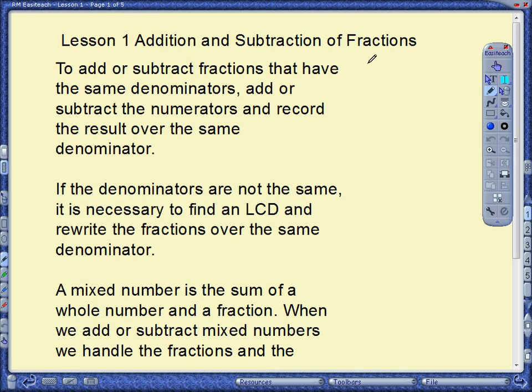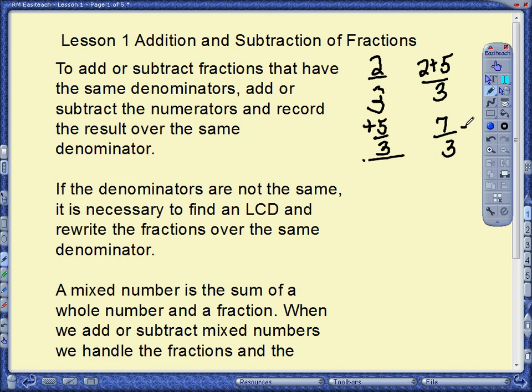Okay, so if we have 2/3 plus 5/3, we would have a sum of 2 plus 5, and we just re-record that denominator. They have the same denominator, and we would have 7/3 as our answer.